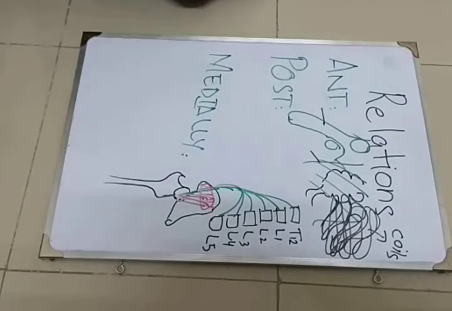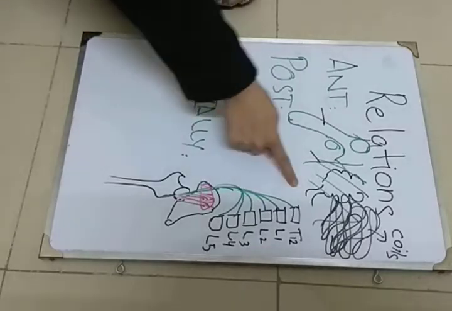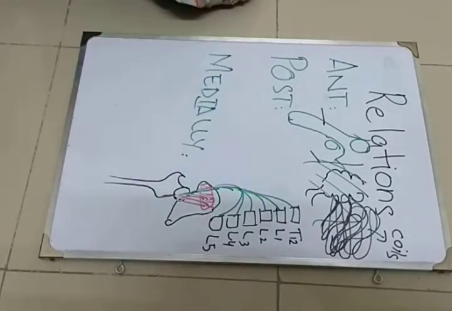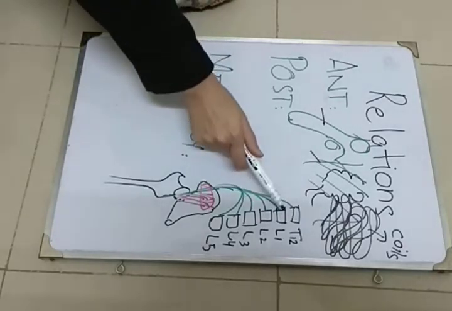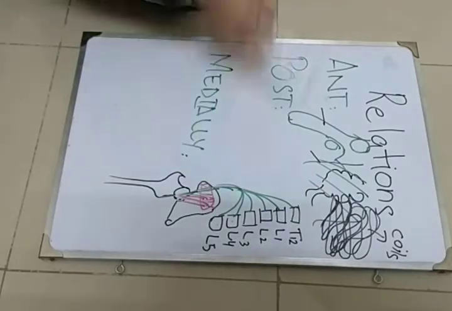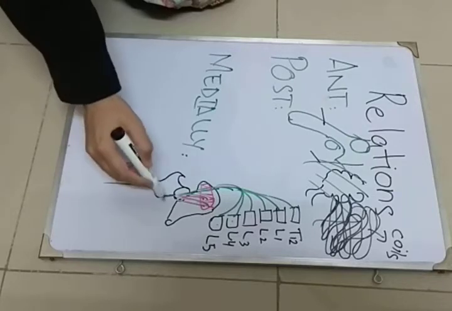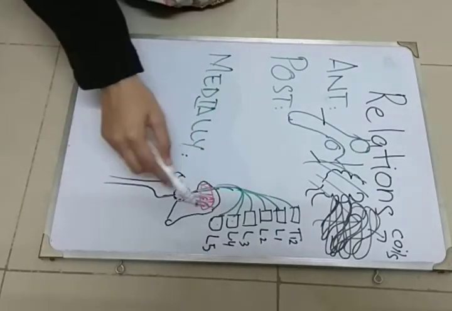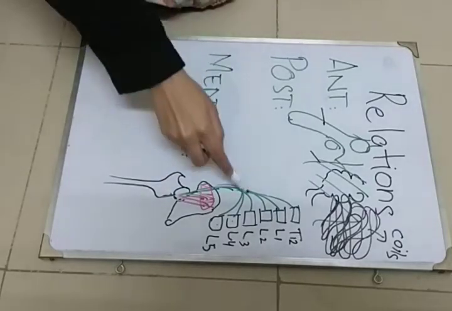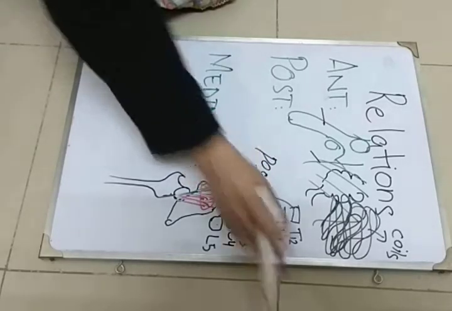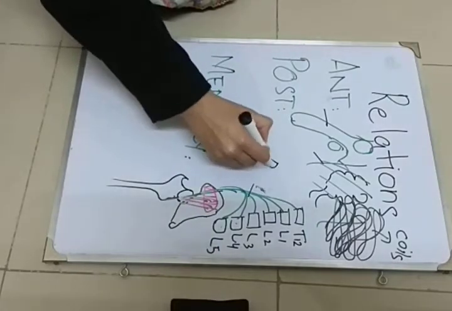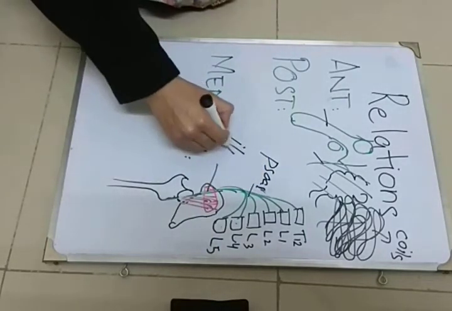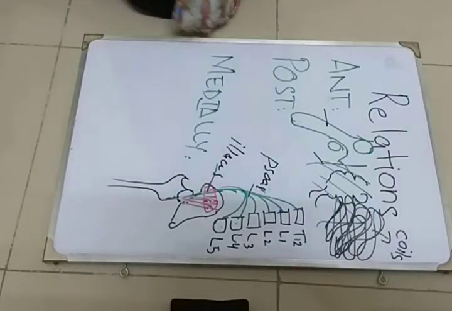Now to the posterior relations, we will first discuss this diagram. Posteriorly, the psoas muscle is present. The psoas muscle originates from T12, L1, L2, L3, L4, L5, and it is inserted into the lesser trochanter of the femur along with the iliacus. So posteriorly what we get is the psoas muscle, and this is the iliacus muscle. Also we get some nerves, which are the femoral nerve and the lateral cutaneous nerve of thigh.